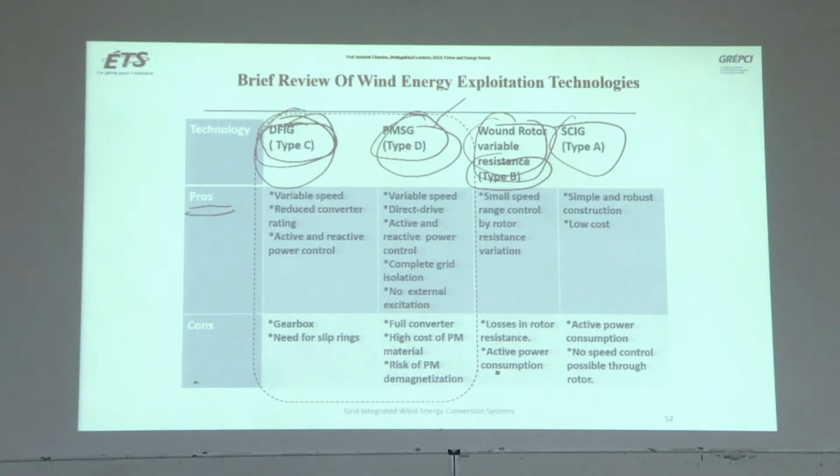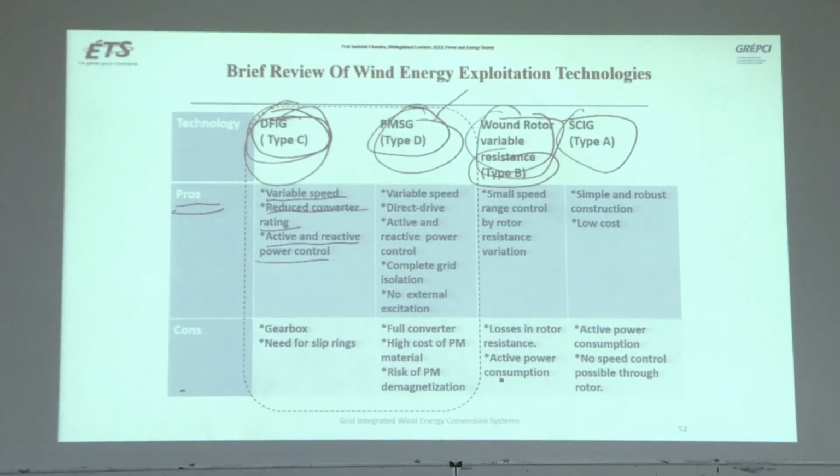So how you can compare the pros. If you are using DFIG type, you have variable speed, reduced converter rating, this is the advantage, right? Active and reactive power control. For PMSG, variable speed okay, direct drive, this is the advantage, active and reactive power control, complete grid isolation, no external excitation. While in DFIG, you need slip rings.